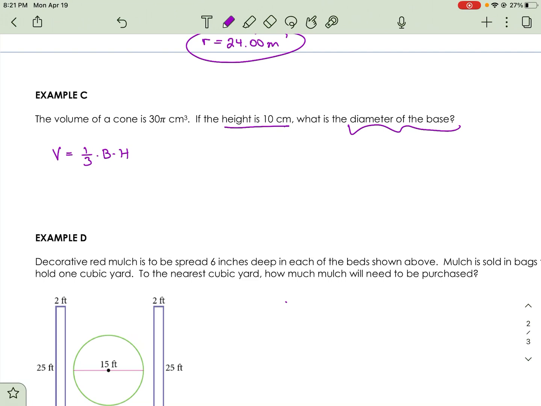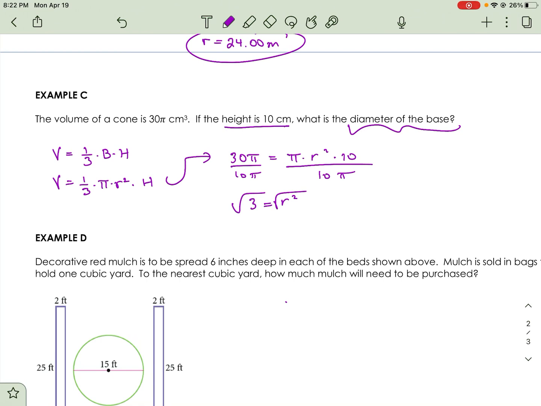We know the base of a cone is a circle, so we have volume equals 1/3 times pi times r squared times the height of the cone. And if we use the information we're given, we have 30 pi is equal to pi times r squared times 10. So we're going to divide both sides by 10 pi. That gives us 3 is equal to r squared. And if we take the square root of both sides, we get r is equal to the square root of 3.